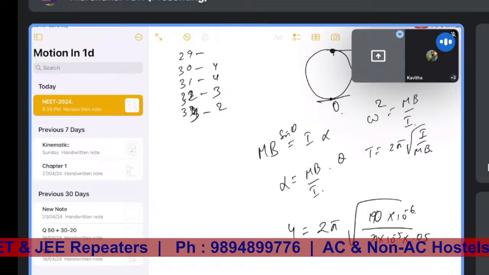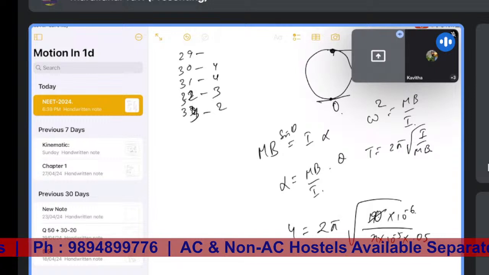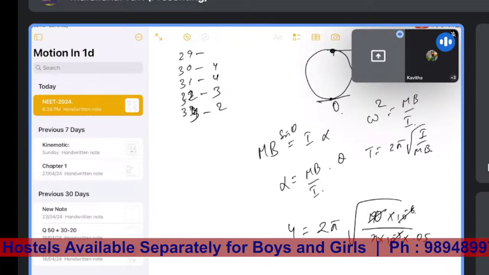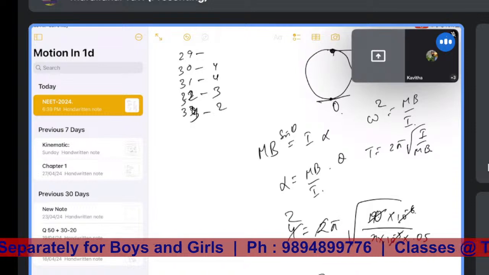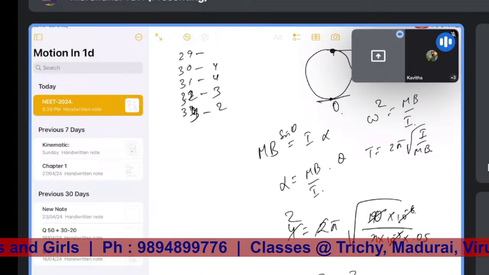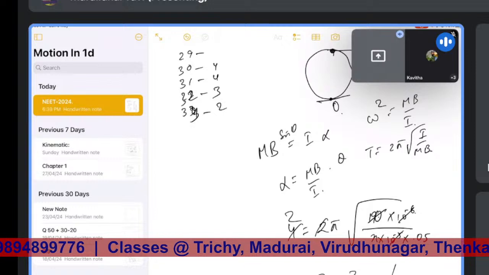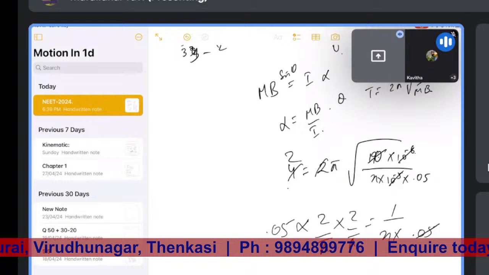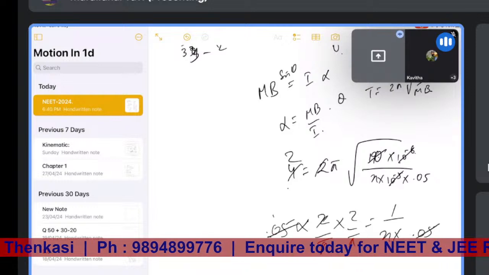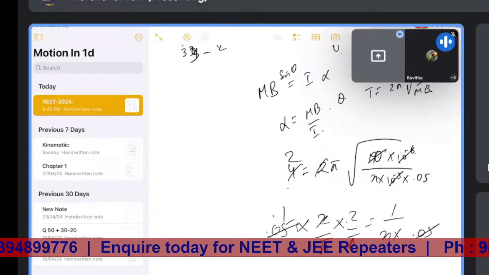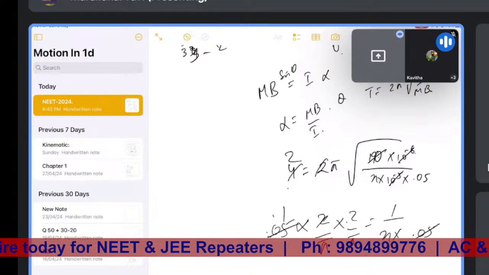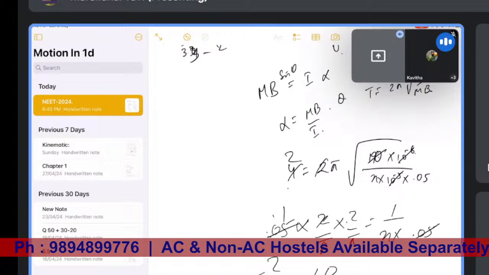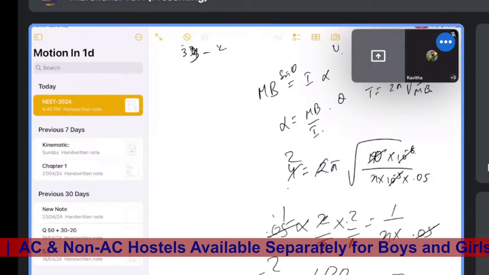If you work this out, this and this will get cancelled. From here this is given to you as 4 pi, so 2 will go 2 times. So 2 by pi into 2 by pi is equal to 1 by x into 0.05. I'll take the 0.05 onto this side, 0.05 into 2 is 0.1, so 0.2. So x is equal to pi squared by 0.2. Now pi squared is almost 10. 10 by 0.2 is like 100 by 2, which is approximately 50.